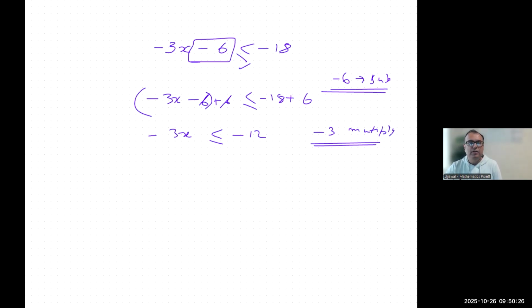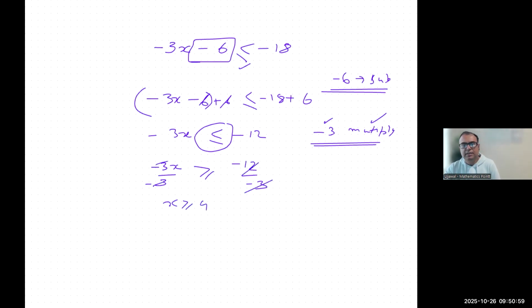So now my rule comes into play. A negative number with a multiplication. I will now change this. So what I'll do is I'll divide by a negative number and I change this now. Right? So what does this become now? Gone. And this is 4. X is greater than 4. That's the answer.